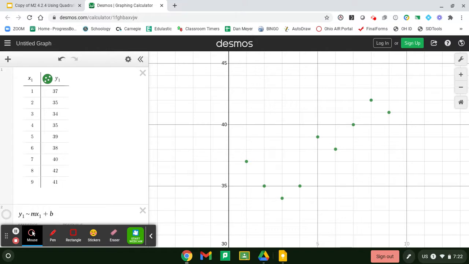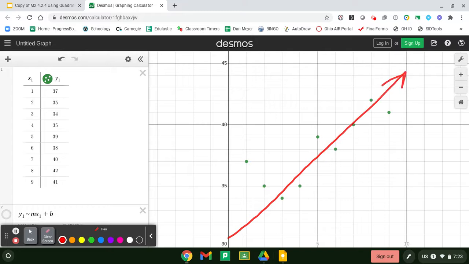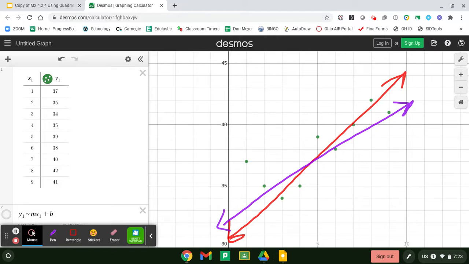We want to figure out what line would be the best fit. So I'll use my little pen here. Could it be this line? Would that fit the points well? Could it maybe be this line? We don't really know, right? So what we can do is use this formula.